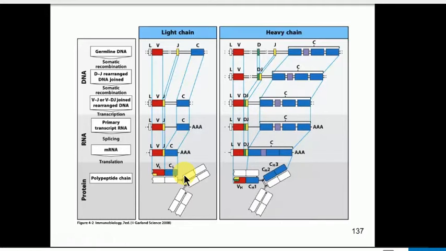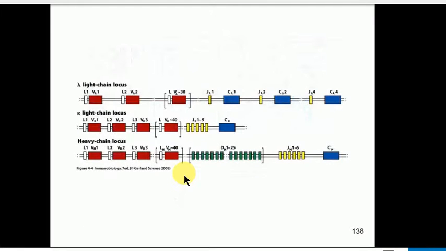So you've got a DNA rearrangement taking place, and then you've got splicing of the message that takes place once the antibody is actually being transcribed. Now, you might think, so how does that give us diversity? All you're doing is bringing pre-encoded domains closer together. And the reason it gives you diversity is this.